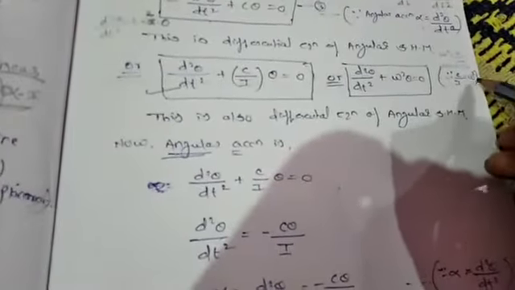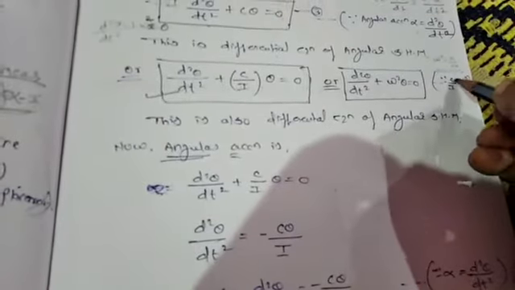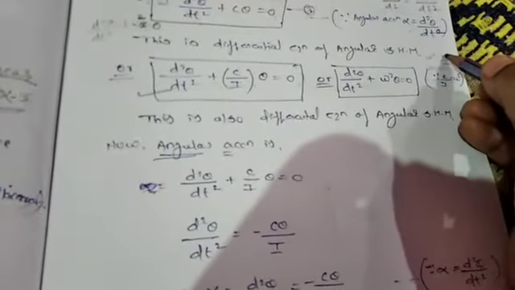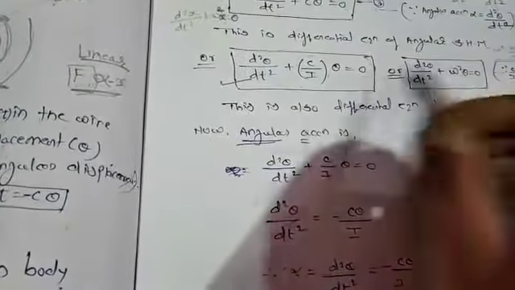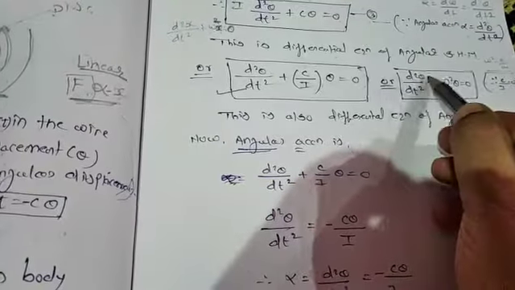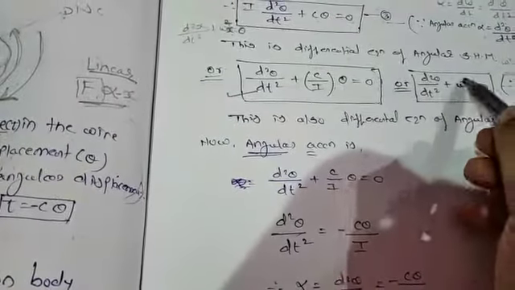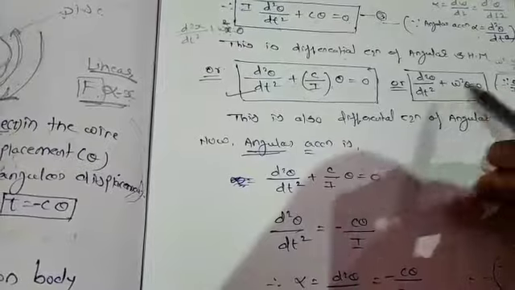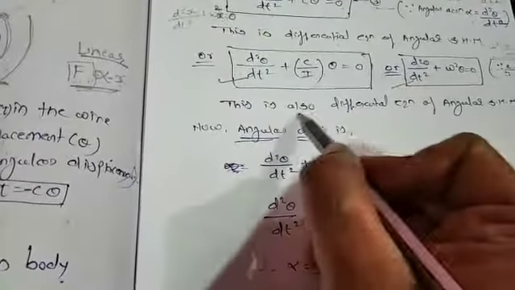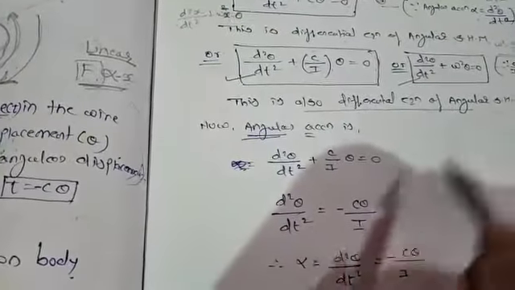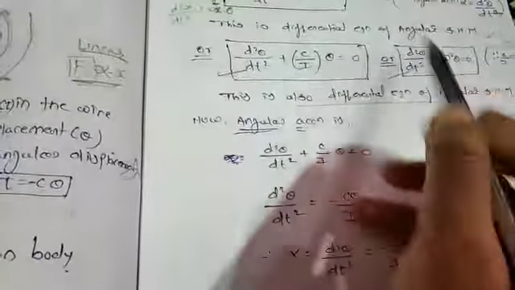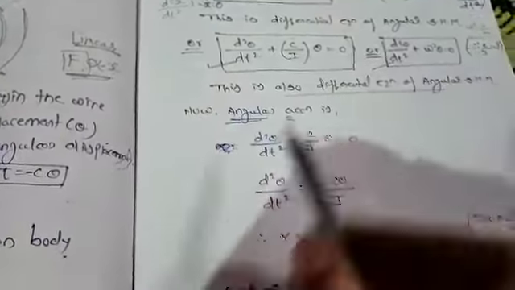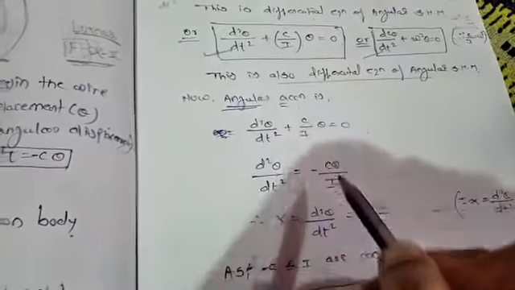So for the angular SHM it becomes omega square is equal to c upon I. The constant k is replaced by constant c and m by I. So c upon I is equal to omega square. So we can have the formula as d square theta upon dt square plus omega square into theta is equal to 0. This is one form of the differential equation for the angular SHM. So we need these three equations for the numerical purpose, right? So this is all about the angular SHM.